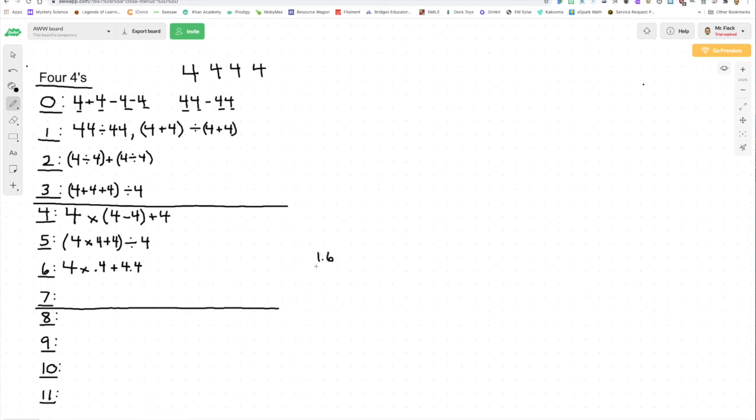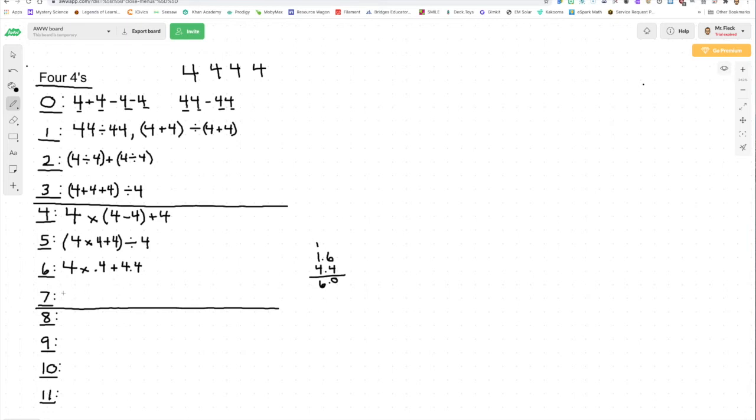And then plus 4 and 4 tenths. That would make, well, 6 plus 4 is 10. So that would be 6 as a whole number. Okay, so you can use decimals too.